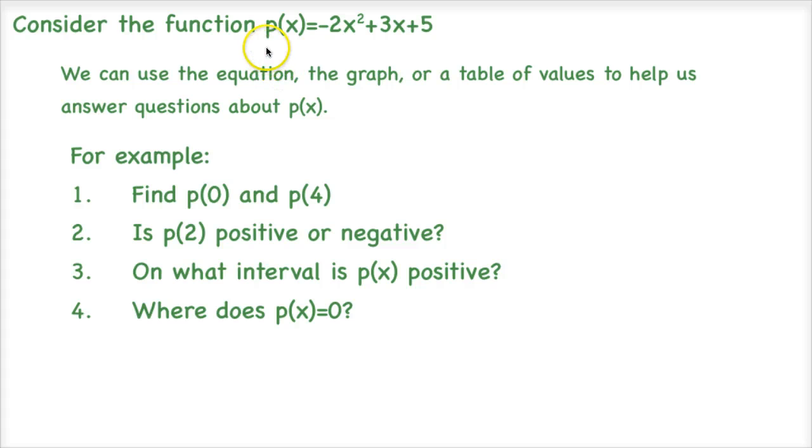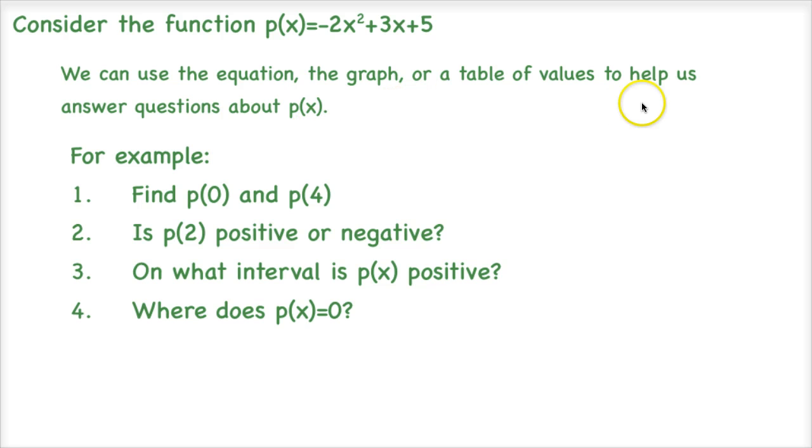So let's consider this function p of x equals negative 2x squared plus 3x plus 5. We can use this equation, we could use the graph, or we could use a table of values to help us answer questions about p of x.